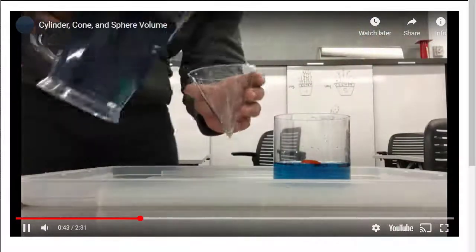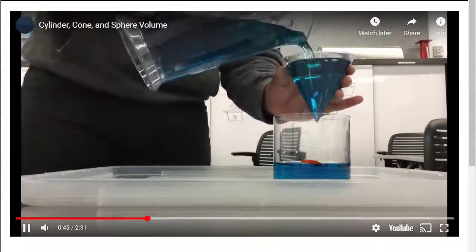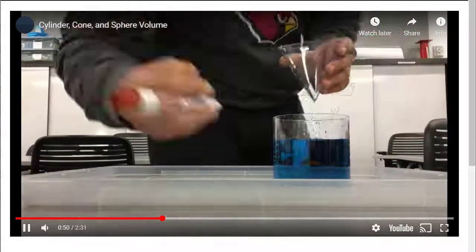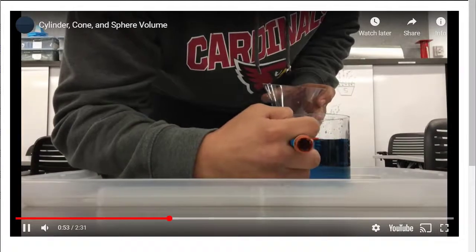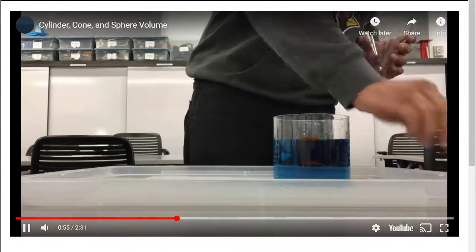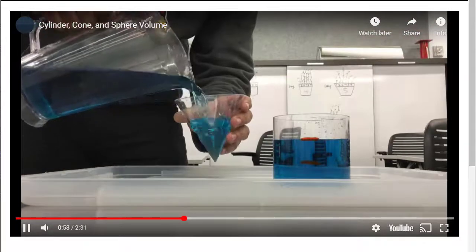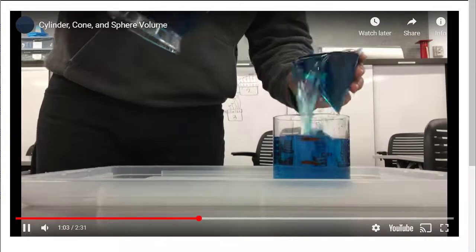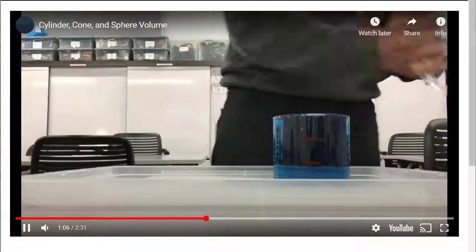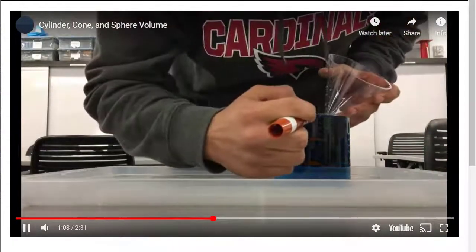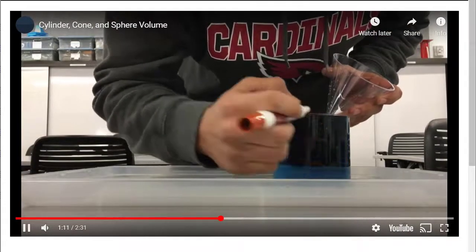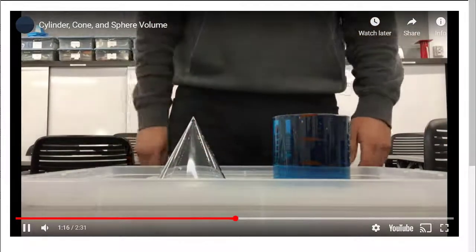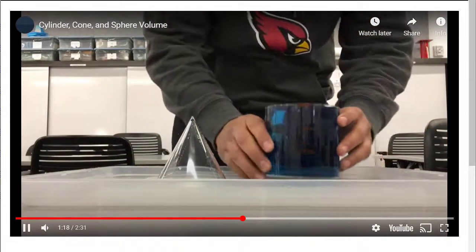Okay, let's see if two will fill it up. Oh, two didn't fill it up. Okay, this is going to be number three. 3 cones make up the volume of an entire cylinder. So therefore the volume of a cone is 1/3 the volume of a cylinder.